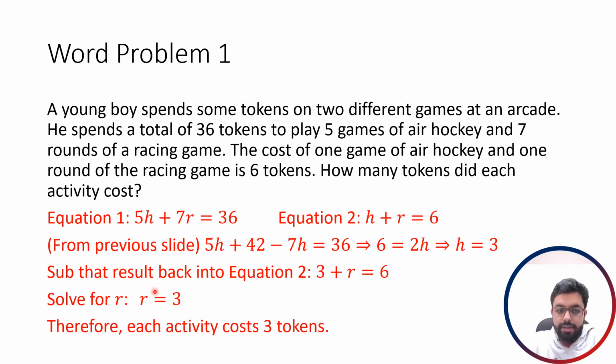You just need to write a sentence. Therefore, that's why we call it a therefore statement. Therefore, and then just tell me those two things. Tell me h equals 3, tell me r equals 3, but use the words that you used in your let statement, or if they're the same number, then you can write it like this. Each activity costs 3 tokens, right? I'm answering this question that was asked at the end of the word problem. How many tokens did each activity cost? Each activity cost 3 tokens. So that's all you have to remember: write the let statement, write the therefore statement.